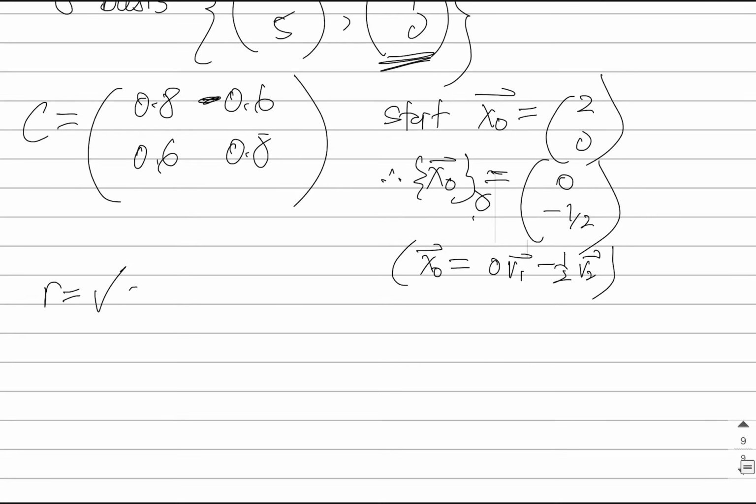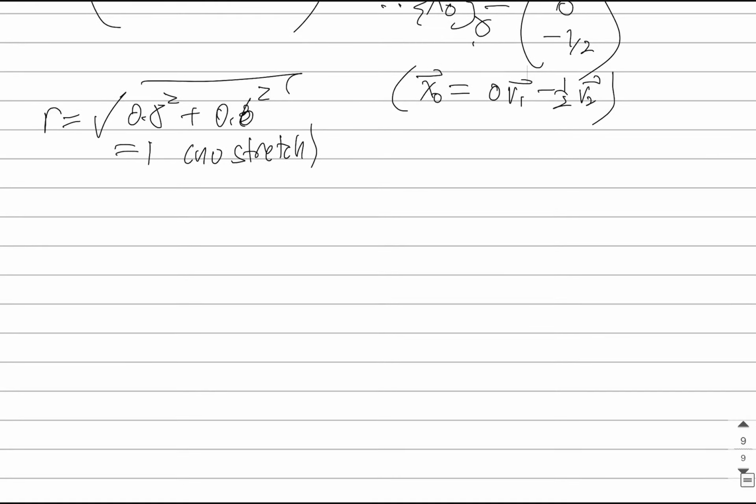R would be 0.8 squared plus 0.6 squared, which ends up being 1 again here. No stretch. And that's going to be curious. We'll have to talk about that. Theta is just going to be tan inverse of B over A, which is about 36.87 degrees counterclockwise rotation.